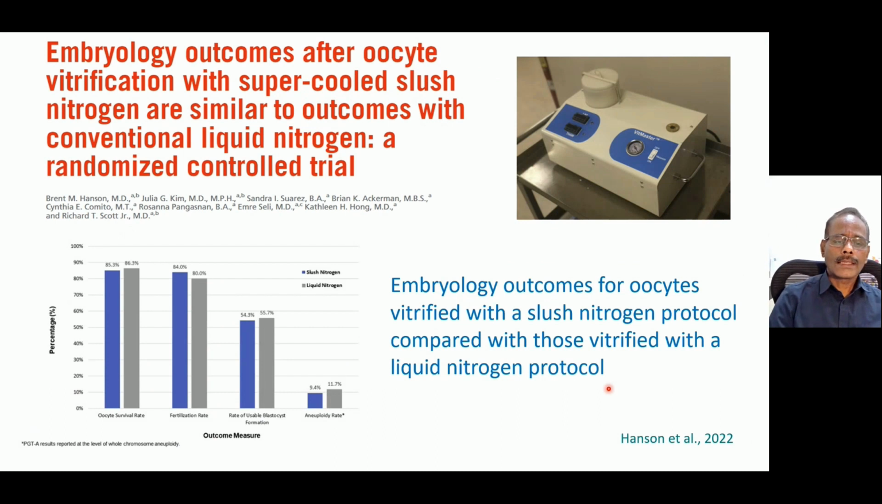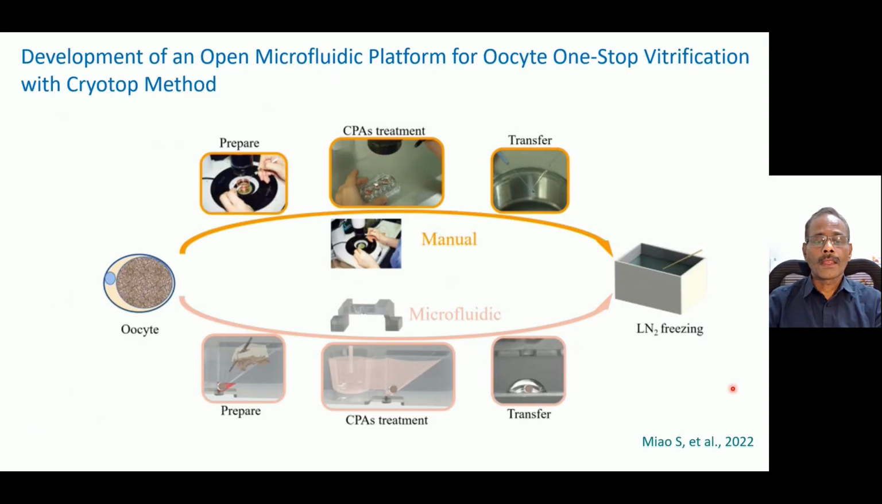People have also looked at the use of slush nitrogen for oocyte cryopreservation. And if you look at the results, the survival rate, the fertilization rate, the rate of usable blastocysts and aneuploidy rates are comparable. So you can attain a comparable result even without using slush nitrogen for oocyte cryopreservation.